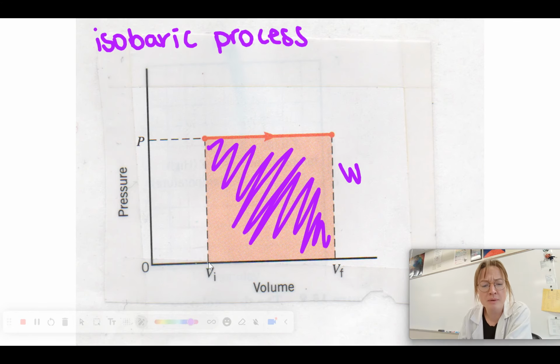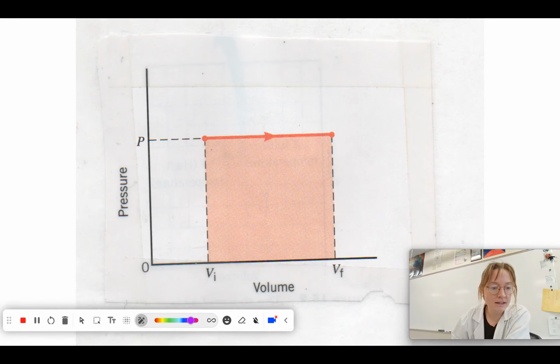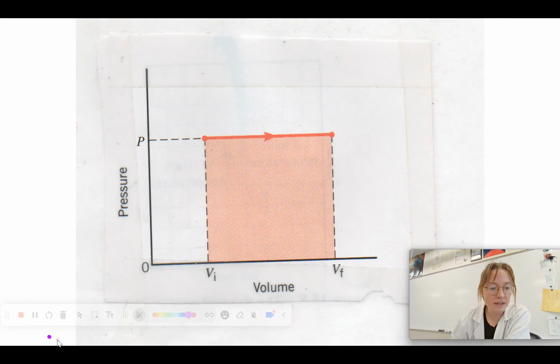Now, in order to determine whether this work is positive or negative, I look at how the volume starts small and gets bigger. I say that must mean negative work because the gas is doing work on its environment. And that is an isobaric process. Let's take a look next at our next type of process.